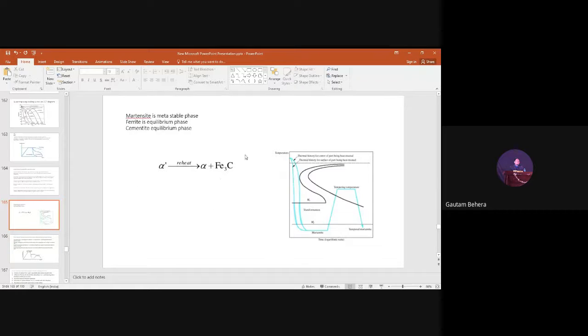But you have to remember, this is the final reaction. If you are doing tempering at a very high temperature, then this reaction is possible. The martensite will decompose into ferrite and cementite. From ferrite and cementite, which one is the matrix and which one is the second phase or precipitate? Ferrite is matrix, cementite is precipitate. Very good.